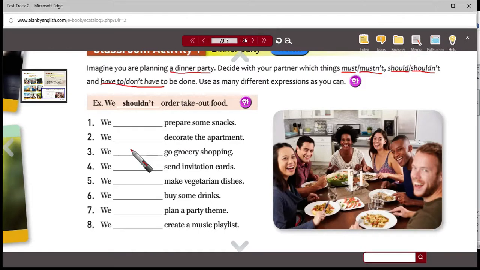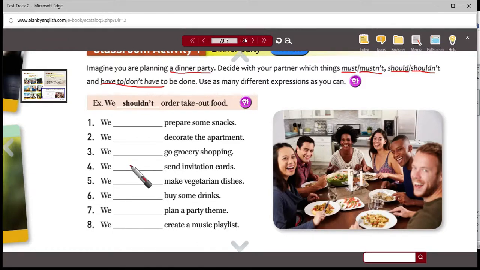Number 3, you have to go grocery shopping. You must go grocery shopping. Okay? I don't know how many groceries you need, but it's always good to go. It's good to make a list, go to the grocery store, and see what food you forgot.